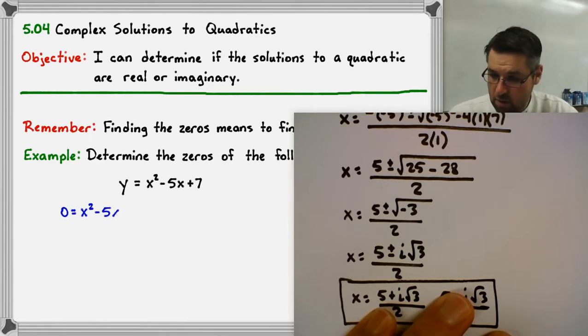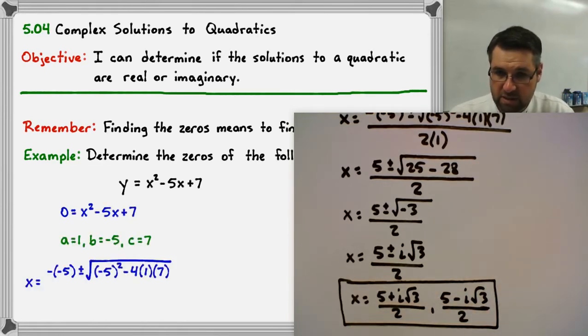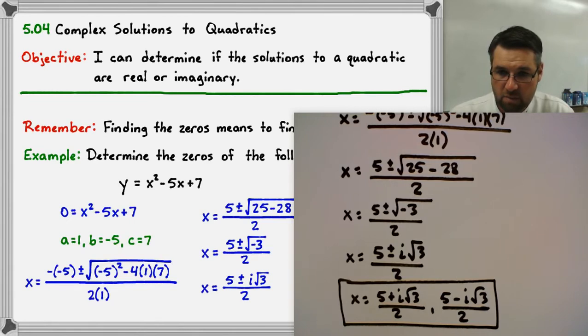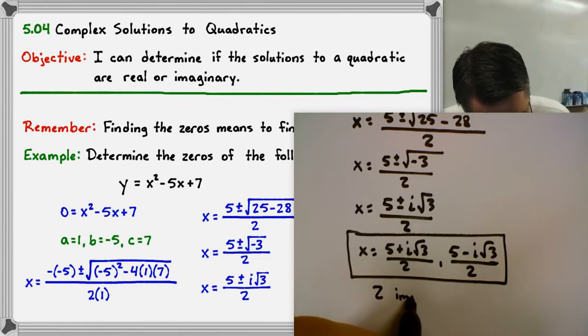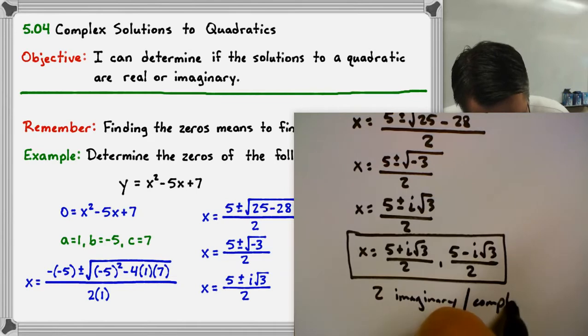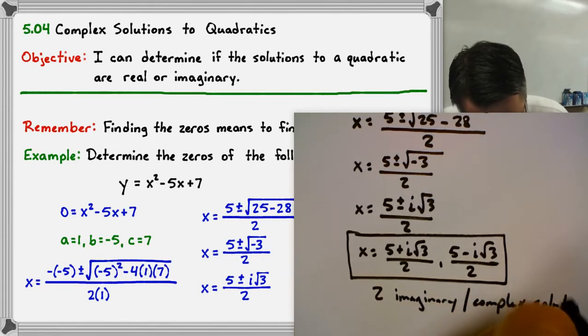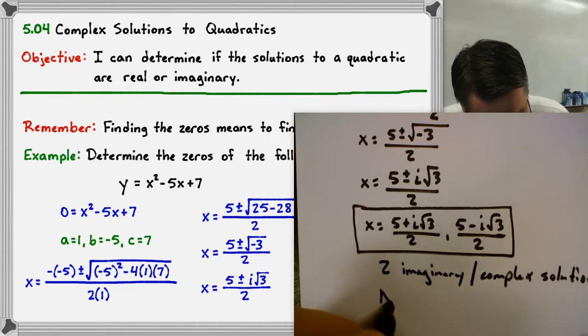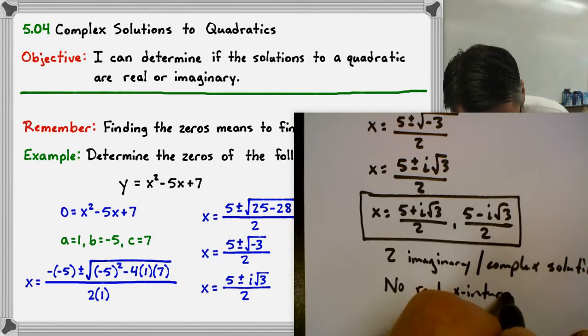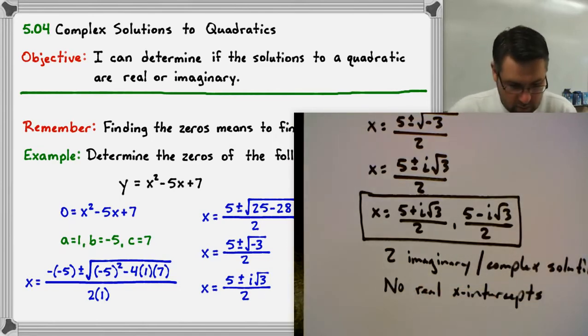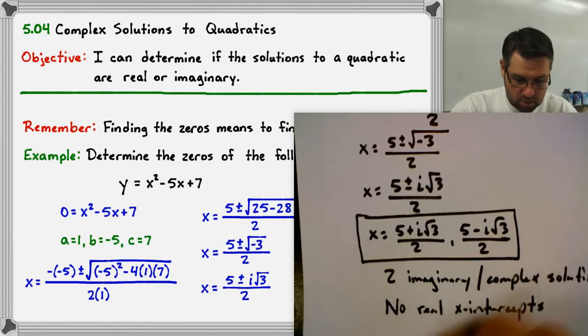So let me just double check my answers here. We've got x equals 5 plus or minus i radical 3 over 2. And you're going to want to write them separately because there are two separate distinct answers. And let me go ahead and add this. There are two imaginary, or we would also say complex solutions. Okay? There are no real x-intercepts. Okay? So that's that for this particular function.